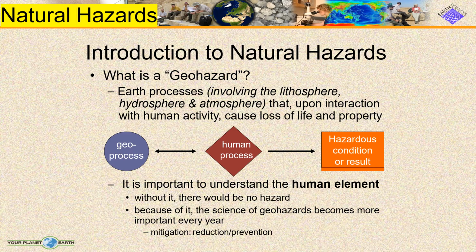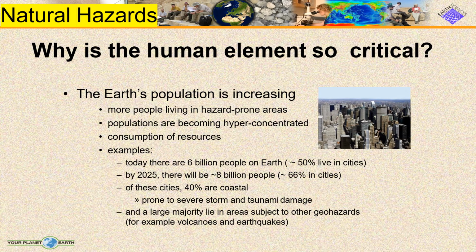It is important to understand the human element. Without it, there would be no hazard. Because of it, the science of geohazards becomes more important every year. Mitigation and reduction prevention. Why is the human element so critical? The Earth's population is increasing day by day. More people are living in hazard prone areas. We know populations are becoming hyper concentrated and the consumption of resources is increasing day by day.